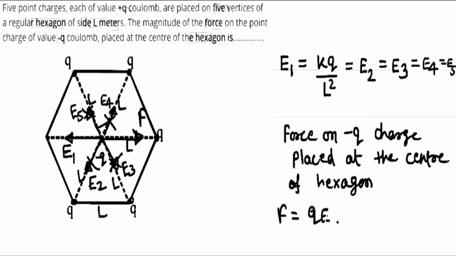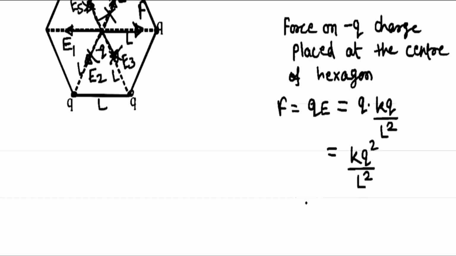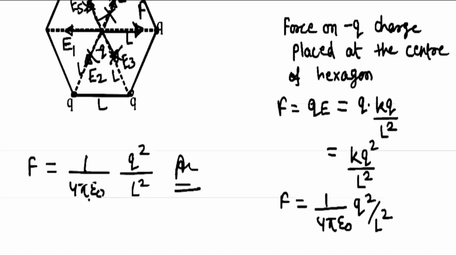So force equals to Q into E, and this can be given as Q into the electric field KQ upon L square. So the magnitude of the force will be KQ square upon L square, where K can be given as 1 upon 4 pi epsilon naught. So finally we can say that the force acting on the charged particle placed at the center of the hexagon is given as 1 upon 4 pi epsilon naught Q square upon L square, and that is the answer of this problem. Thank you.